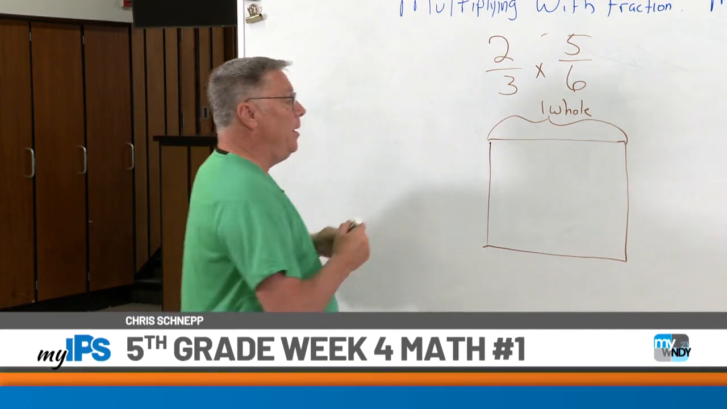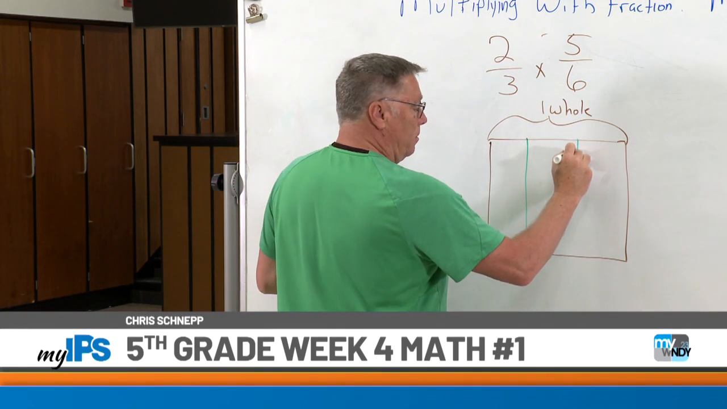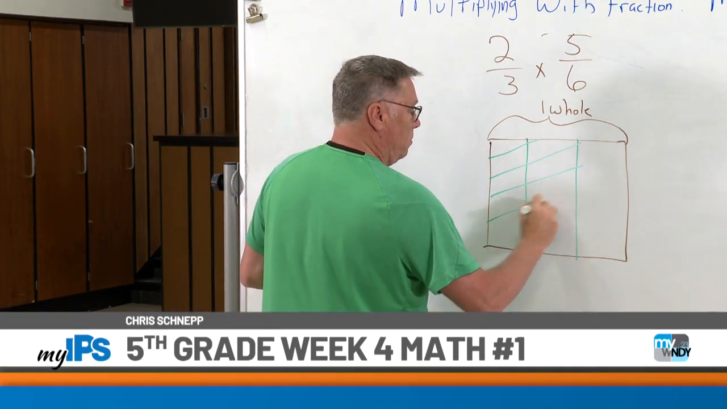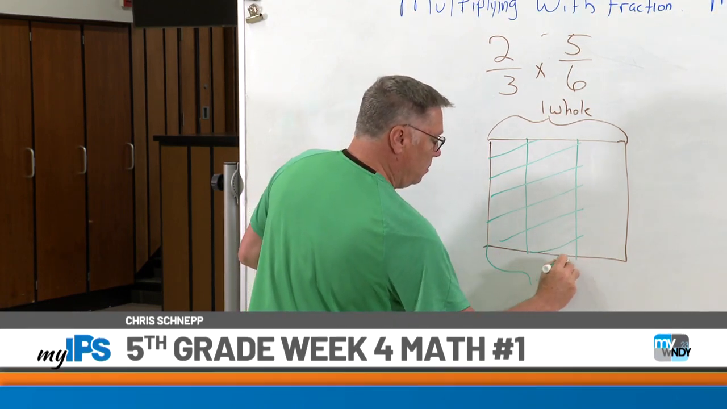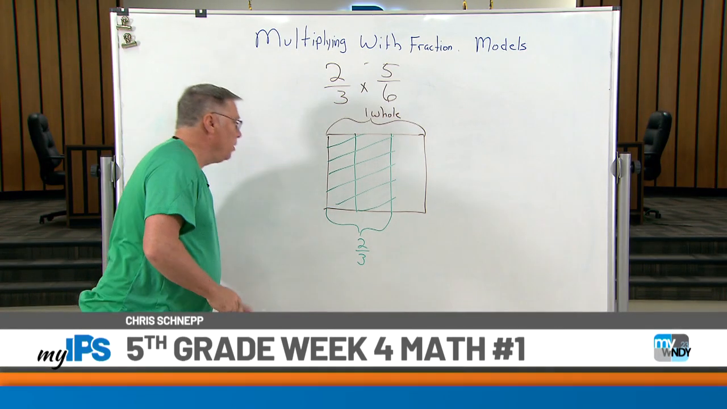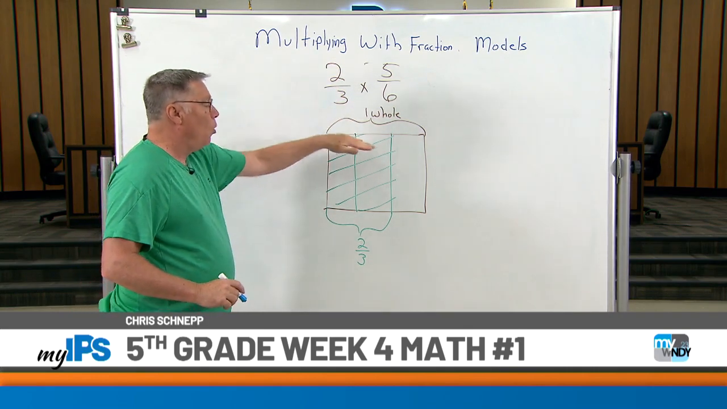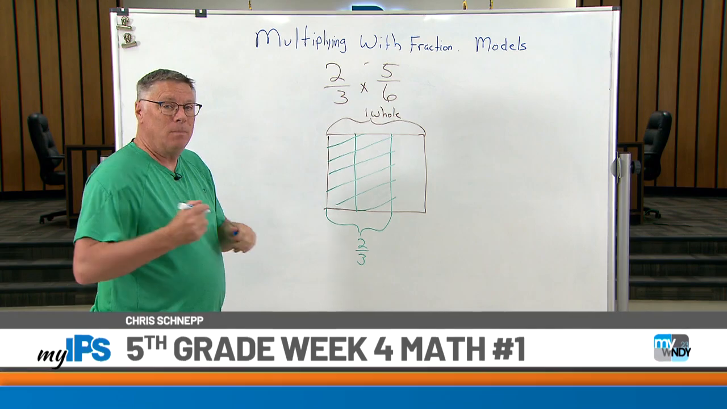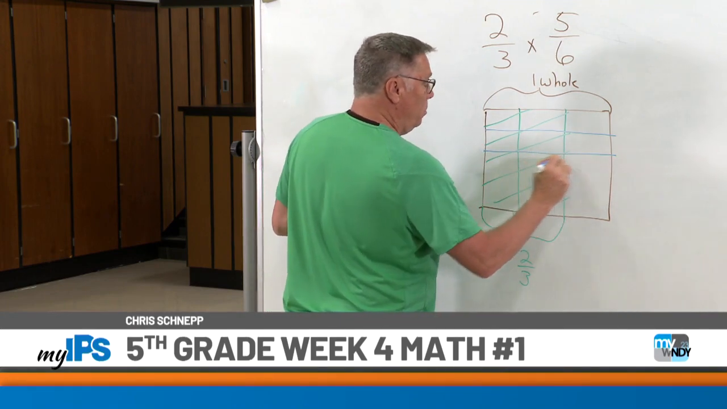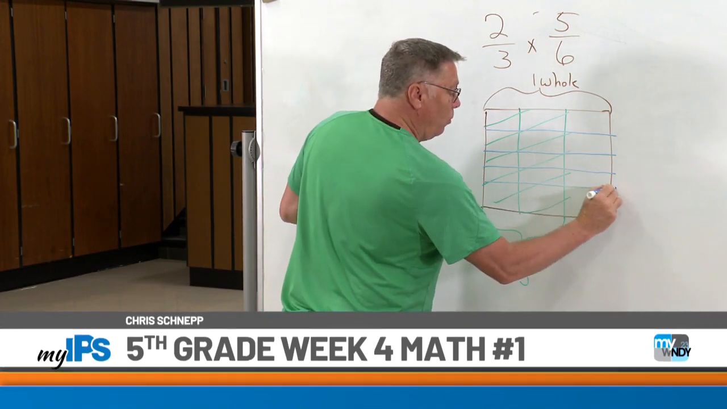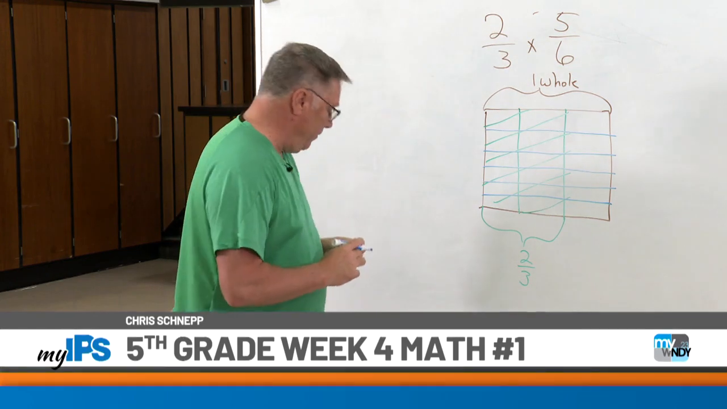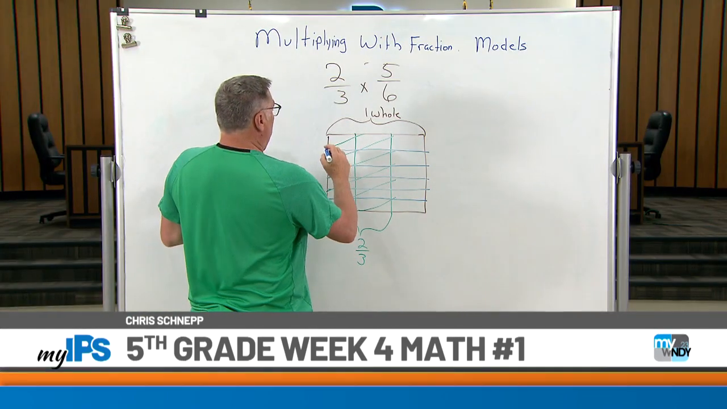If you said 2/3, that's correct. So I'm going to use my green marker to show the 2/3. I'm going to shade it. And there's my 2/3. Then we'll use the blue marker to go the other direction with it, and we're going to do 5/6. So horizontally, we're going to divide it into how many sixths? 6th would be correct. So 1, 2, 3, 4, 1, 2, 3, 4, and 5. And it says shade 5 of the 6th.